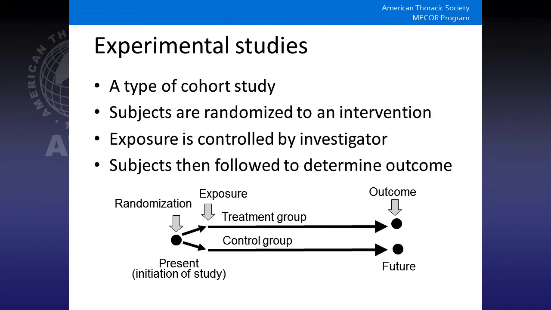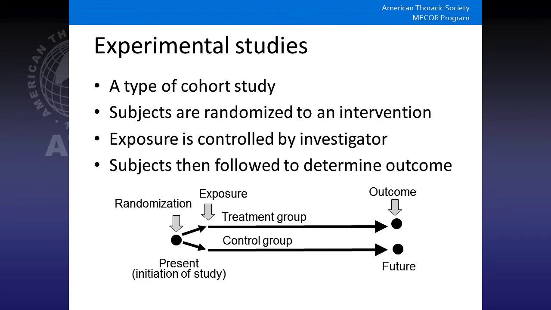And the treatment that the participant receives is generally based on a random assignment, so that our own clinical judgment doesn't interfere with things and make the groups non-comparable. The randomization is to help us achieve comparable groups. So the exposure is controlled by the investigator, and subjects are followed to determine the outcome. In the example here, we've got a treatment group and a control group. It might be new medication A, where the control group is a standard medication for a given disease.